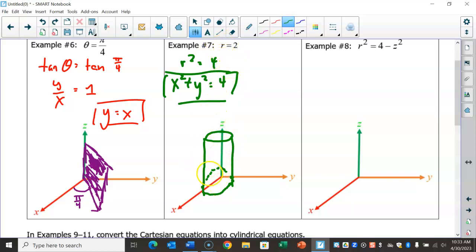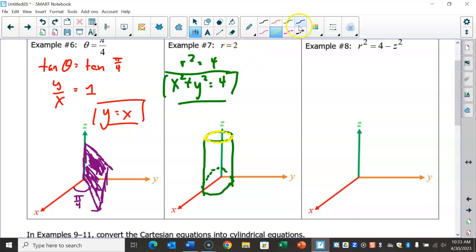So the general shape for this is a cylinder of x squared plus y squared equals 4. The actual base that we see here is that circle, x squared plus y squared equals 4, and we just create ourselves a cylinder. That's basically what you would see if you have r equal to some number.